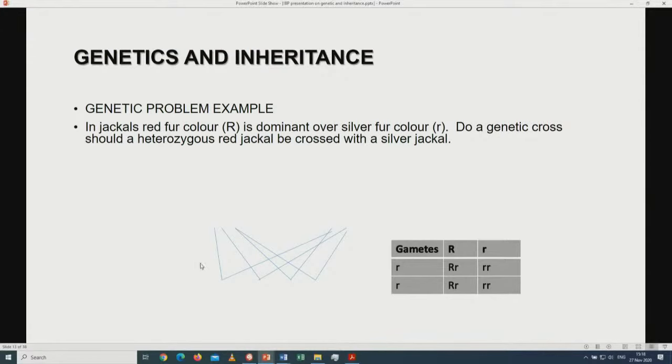Now a genetic problem here says: in jackals, red fur color, capital R, is dominant over silver fur color. Do a genetic cross should a heterozygous red jackal be crossed with a silver?